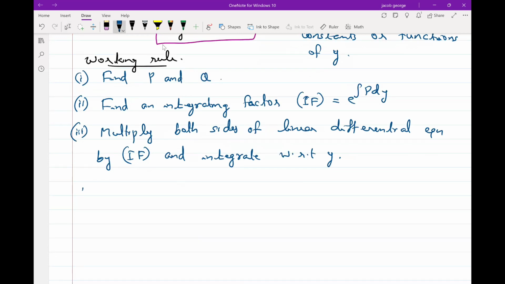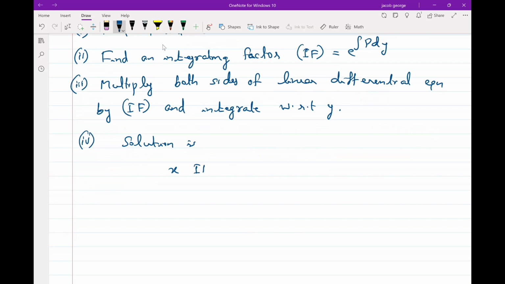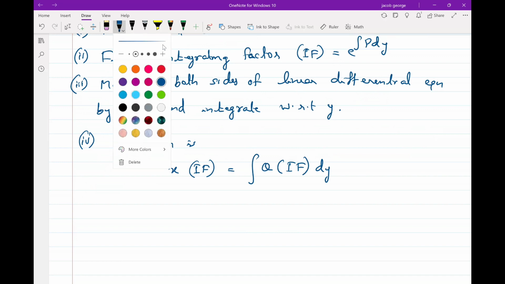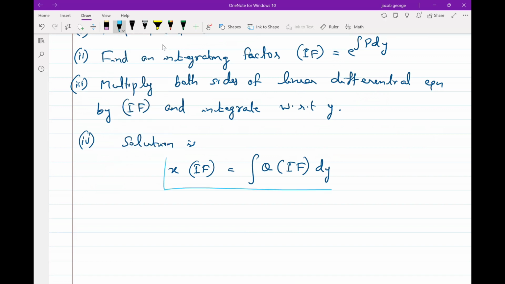Then the fourth step: the solution is, how to write the solution? X into integrating factor on the left-hand side. Last time, it was y into integrating factor. Here, x into integrating factor. Then the integral on the right-hand side: q is there, multiply it by the integrating factor, and the integration is with respect to dy. Okay, so this is the solution for this type. So it is similar to the last one.